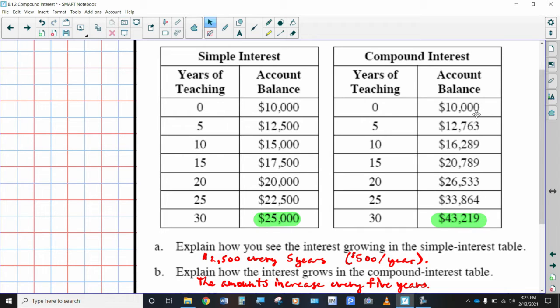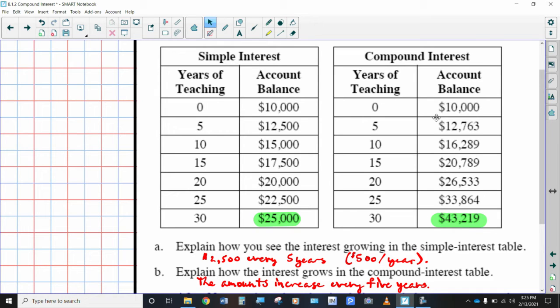But here, in a real situation with the bank, she started with 10,000, but after 30 years, it was worth 43. So the bank had given her $33,219. So compound interest is the way to go.